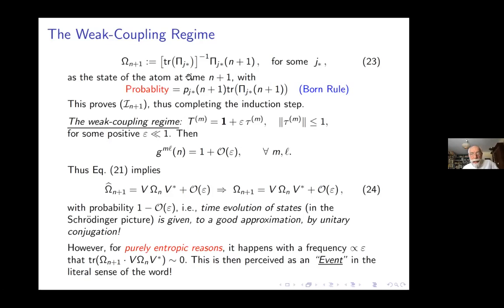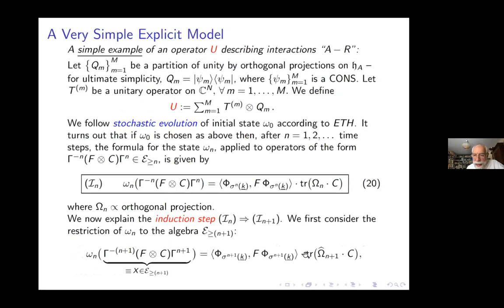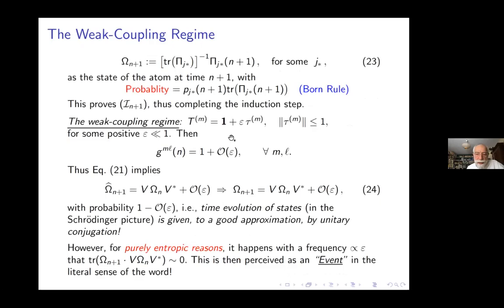Which one? Well, that's governed by Born's rule. The probability for choosing a specific j star is given by Born's rule. Now, if you plug this back into the state that we had here, you find out that this proves the I sub n plus 1. So the induction step is complete.